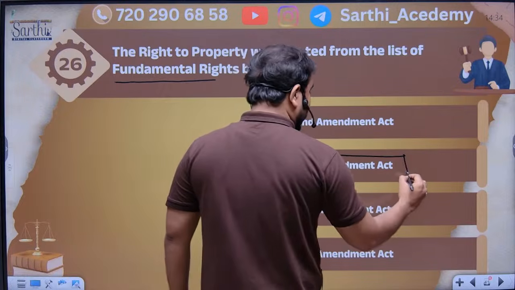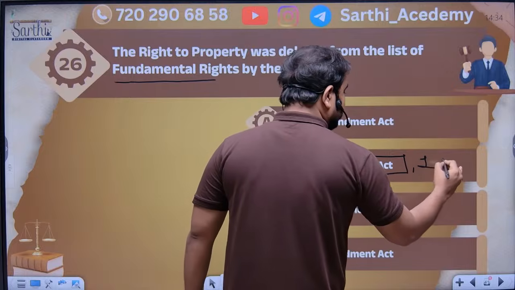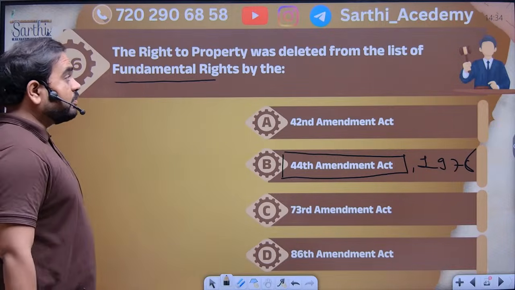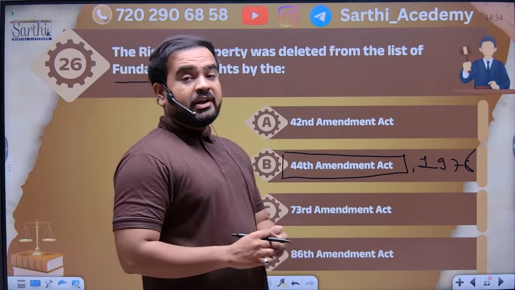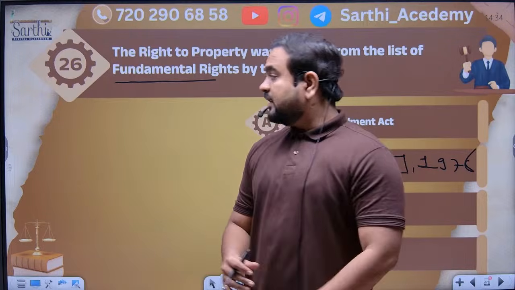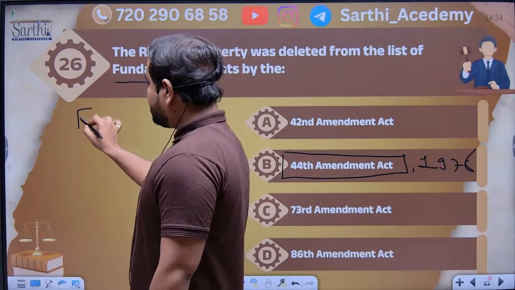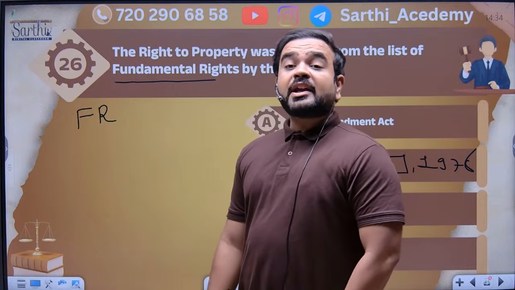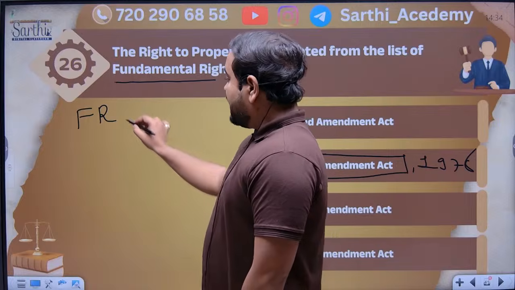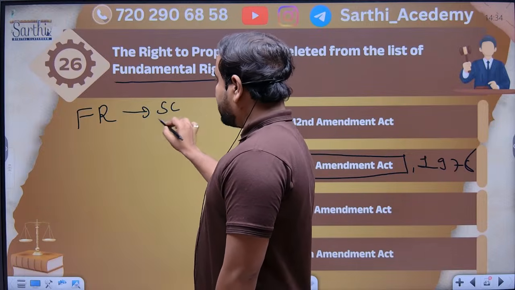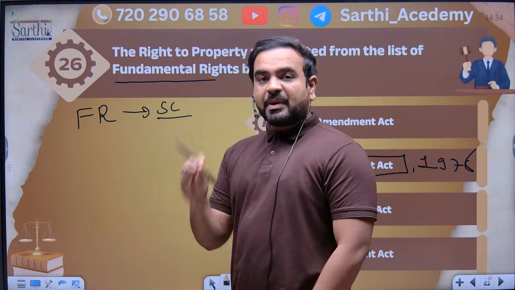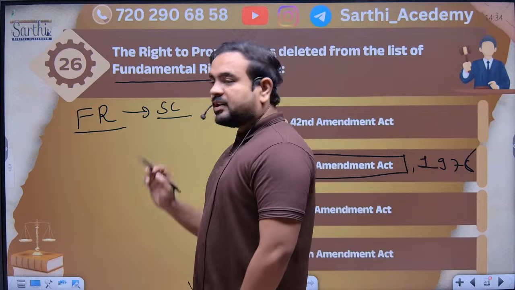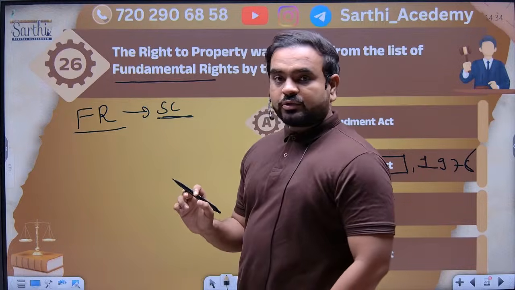The 44th Amendment Act, during Morarji Desai's government, 1978. The right to property was deleted from the list of the fundamental rights. Why was it deleted? Because if your fundamental right gets violated, every citizen in India, every individual in India, has the right to go to the Supreme Court directly by using any of the 5 writs. So if a fundamental right is violated, he can go to the Supreme Court.